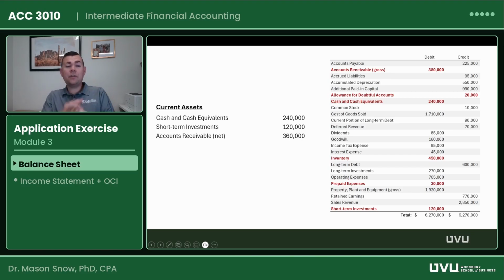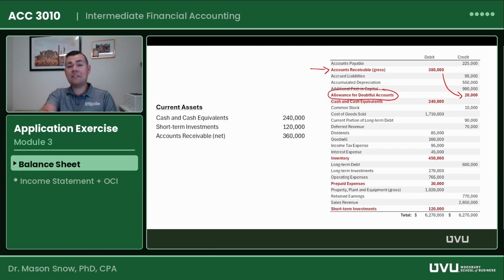And I want you to take note that I am presenting a net number here. So going back to the trial balance, when we talk about gross accounts receivable, that's the total amount that you are legally entitled to receive from your customers. But under US GAAP, companies must not just present what you're owed, but what you actually expect to collect from your customers. So taking this 380, we need to subtract out this allowance for doubtful accounts to thus present accounts receivable at its net amount.